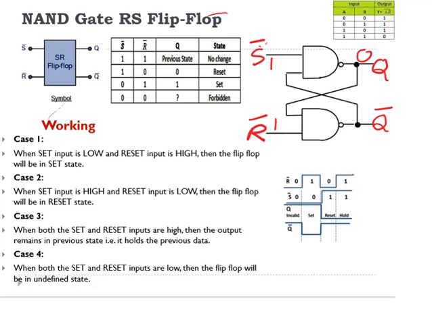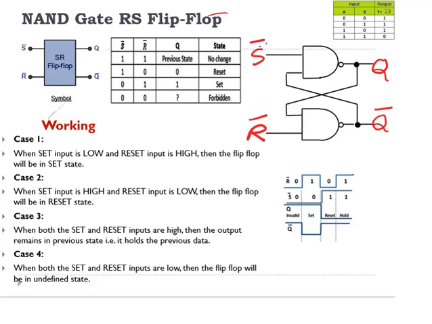Let's see another example where the first output was 1. So this is 1 and this was 0. In this case, this 0 is fed back to the first NAND gate, and since one of the inputs is 0, definitely the output of this NAND gate will be 1. And since this is 1, for the second NAND gate both inputs are 1, so the output will be 0. So from these two examples, we can see that when both inputs are high, the output remains in the previous state.